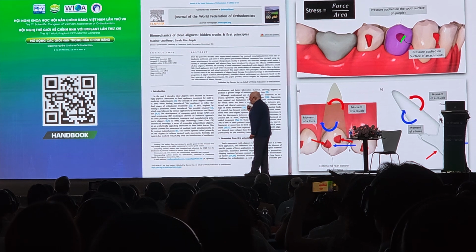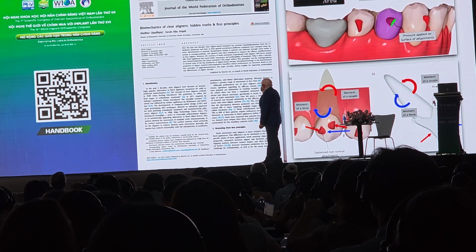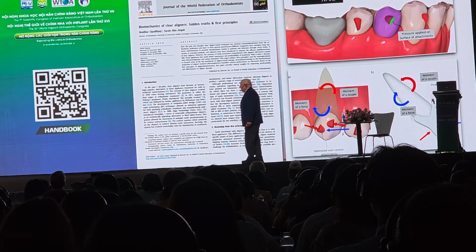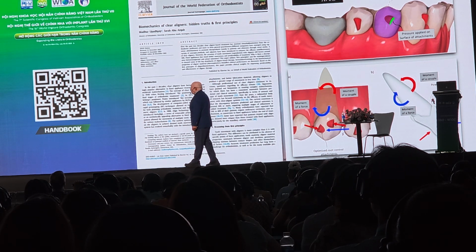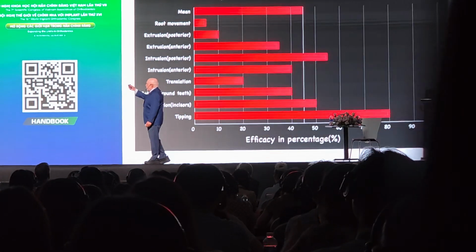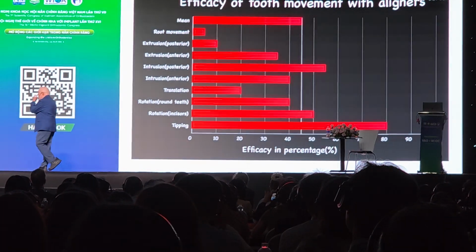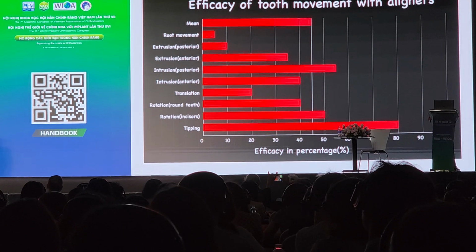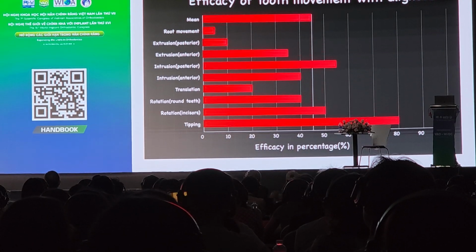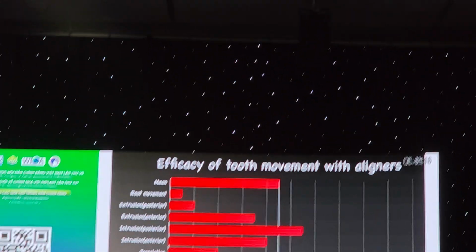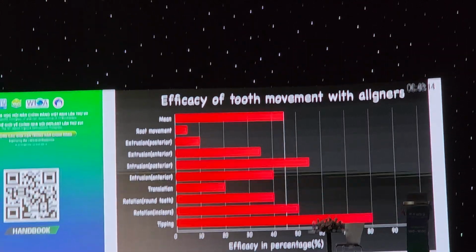This is a paper written by two of my students, Biomechanics of Clear Aligners, and this came in the WFO journal. What they did was look at all the studies which have been done, and they created a chart, something like this. At the bottom you can see that when you are tipping the teeth, 80% of the time, the studies report you get what you want. But look at the root movement, torquing, less than 8%.